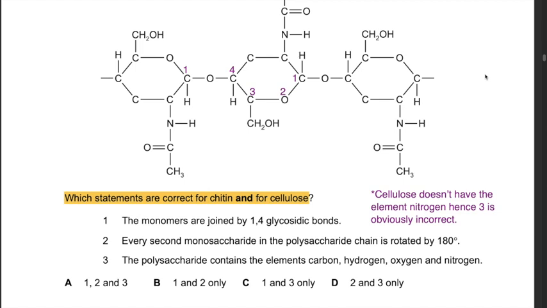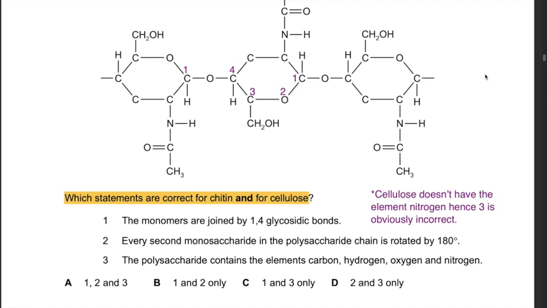Statement 3 is obviously incorrect because cellulose doesn't have the element nitrogen. Cellulose is only made up of chains of beta glucose, which consists of carbon, hydrogen and oxygen only. There is no nitrogen present in cellulose. And since the question asks which is correct for both chitin and for cellulose, statement 3 is incorrect. And since answers A, C and D have statement 3 in them, they all are incorrect, leaving us with the answer being only answer B, 1 and 2 only.